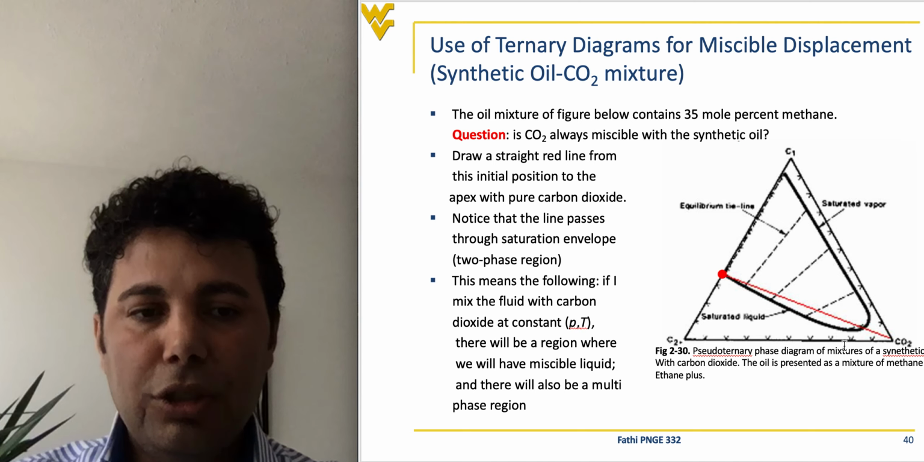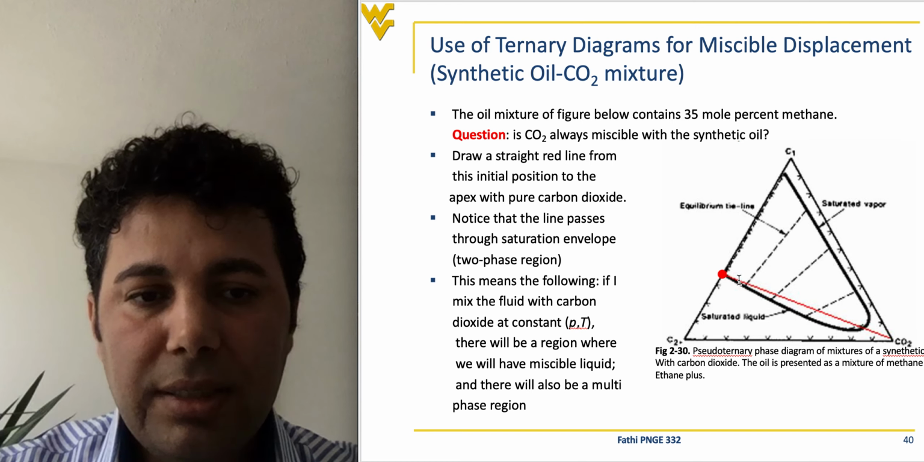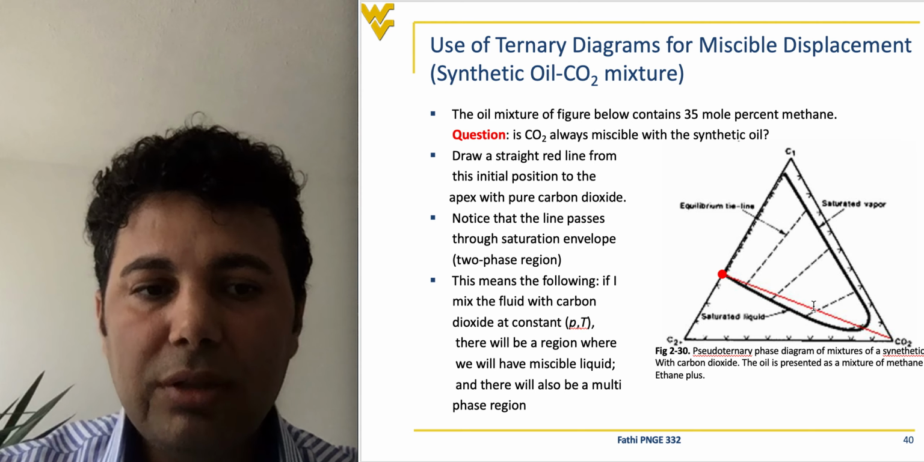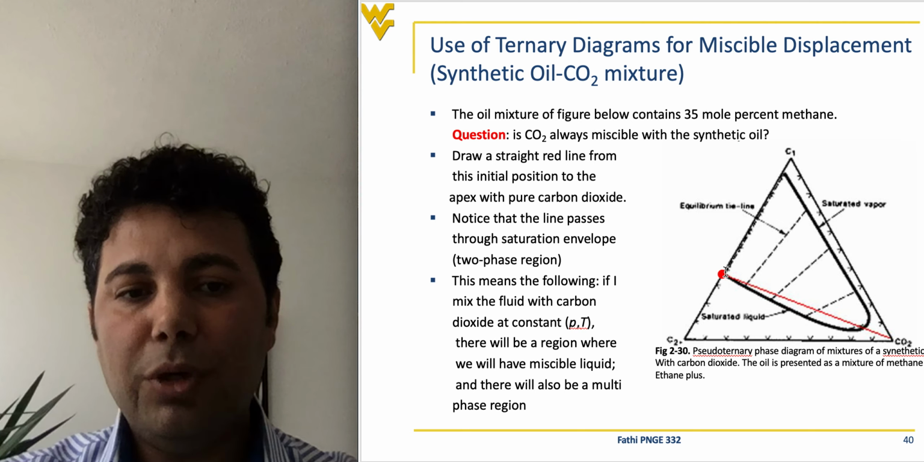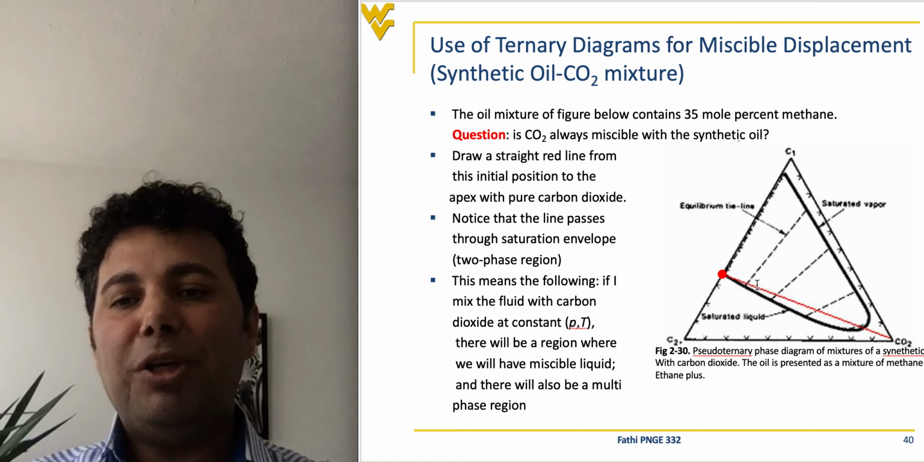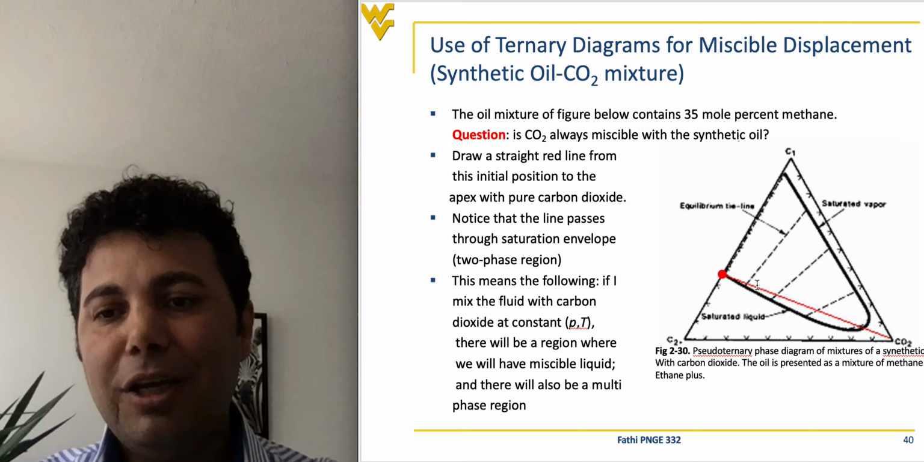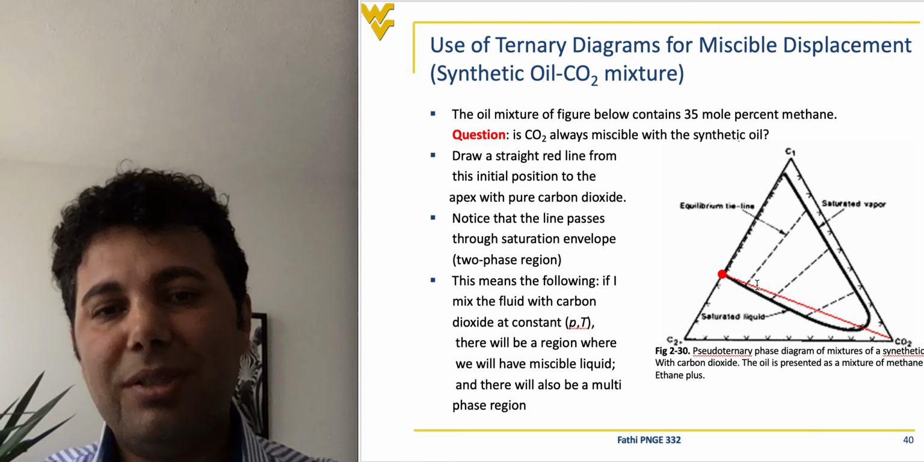So if this is the condition, I know if I inject CO2 in this case, this line, the red line, passes through the two-phase region. So I know in this condition, originally I had all liquid in the reservoir. I didn't have any gas. But if I inject CO2, I start going through the two-phase region, which means my CO2 is not going to dissolve inside this oil. So I'm not going to have miscible CO2 flooding. The CO2 is going to just try to push the oil. So this is not going to work.